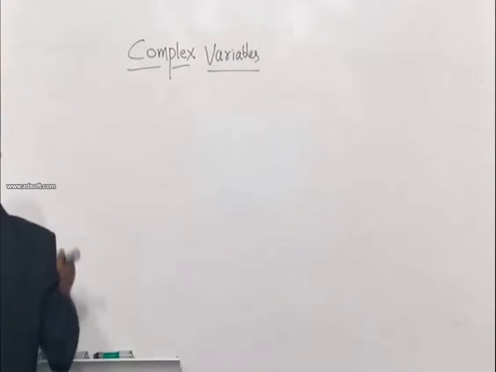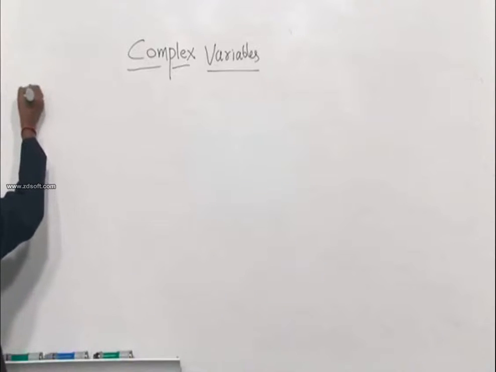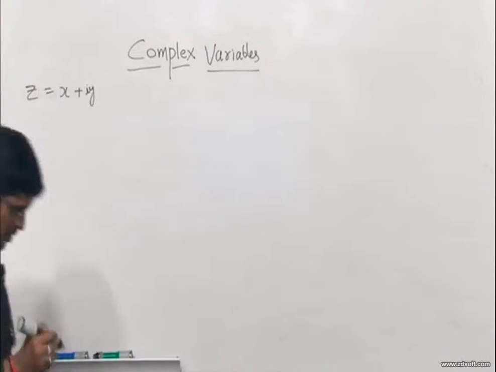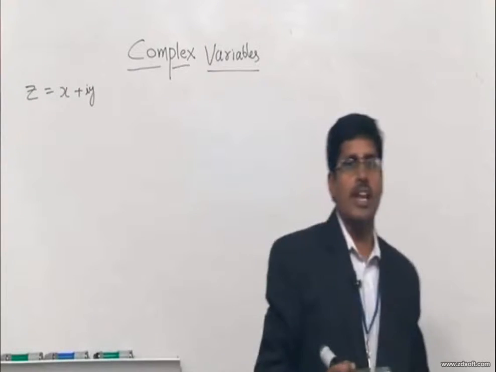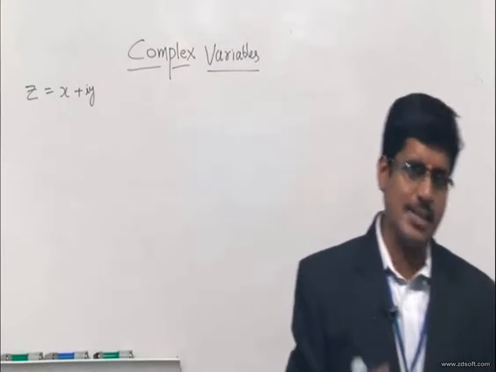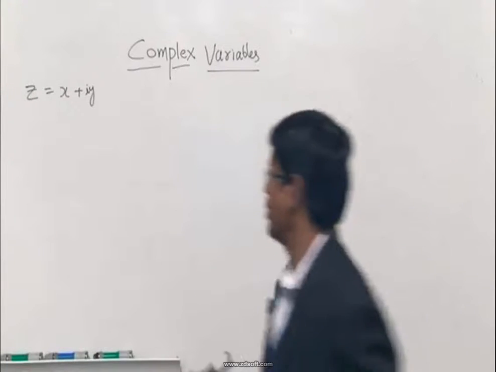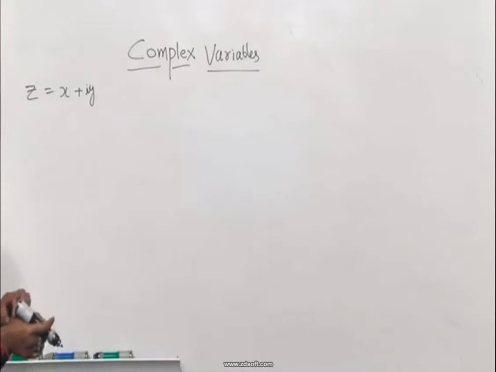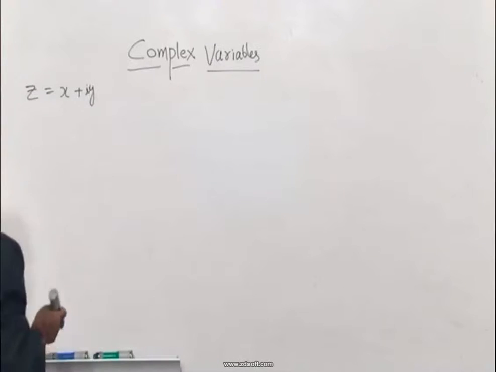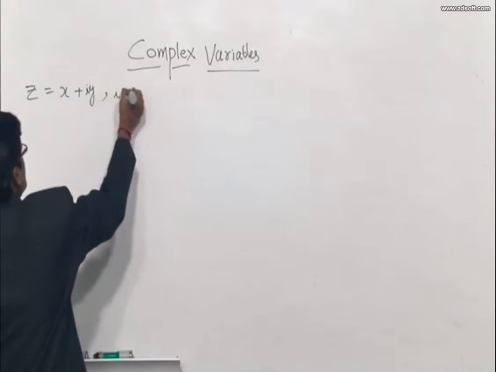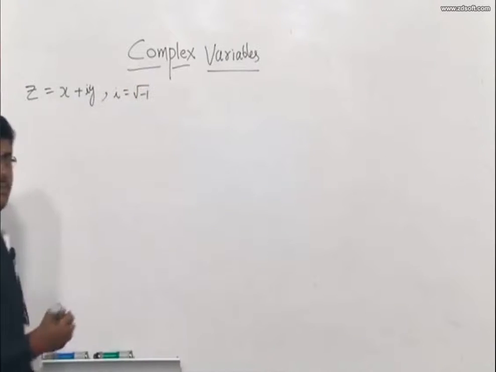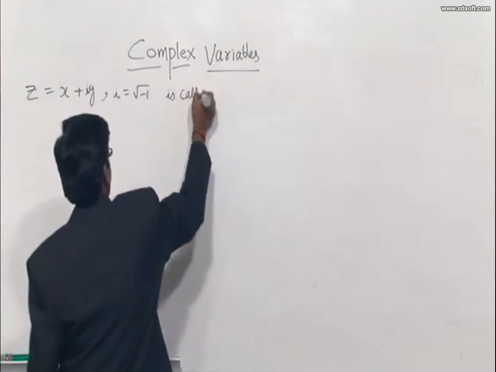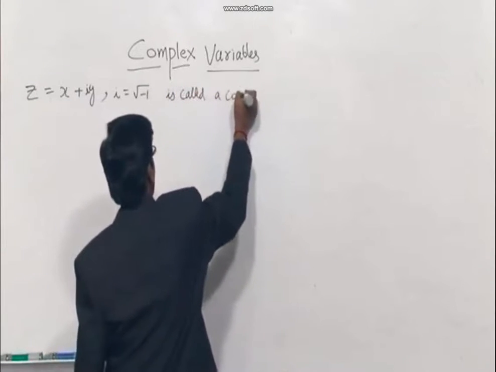Okay, z is equal to x plus iy. To define a complex variable, first we take two real variables x and y. One is the x axis, the other is the y imaginary axis. i is equal to root over -1. The plane so formed by the real axis, x axis, and the imaginary axis, y axis, is called the Argand plane or complex plane. i is equal to root over -1. This i value is called a complex number.